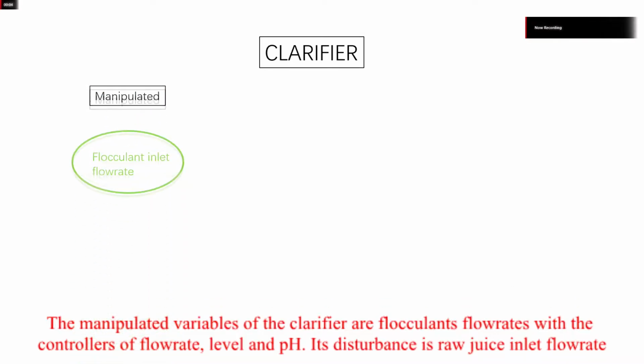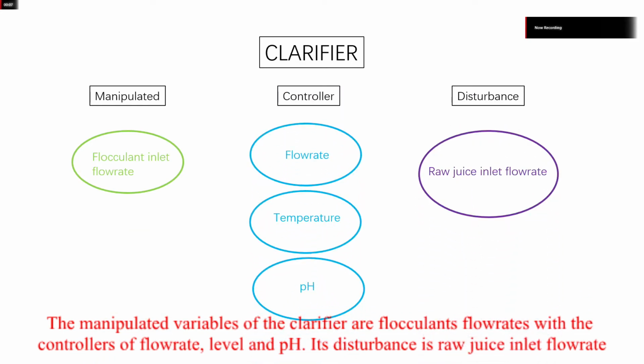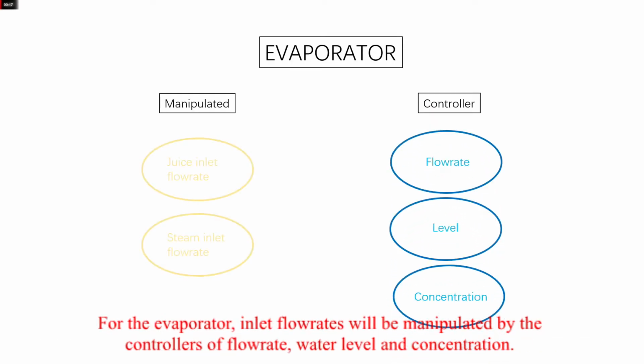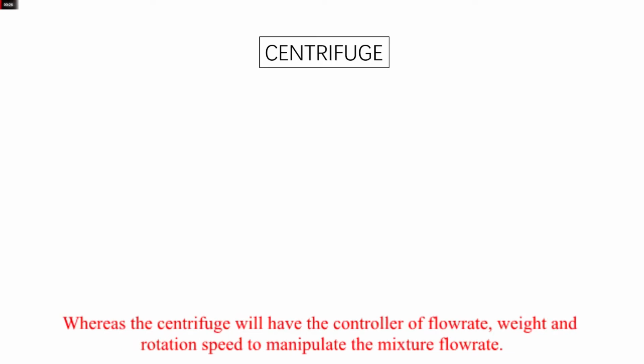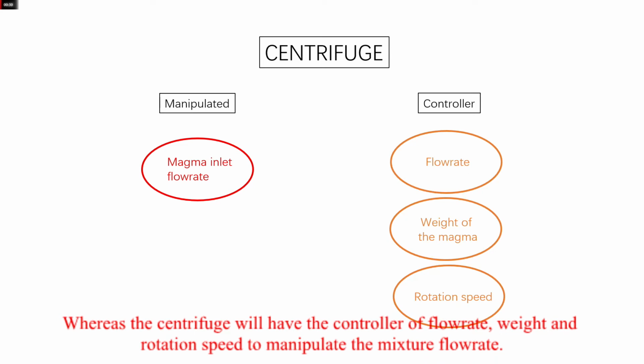The manipulated variable of the clarifier is the flow rate, with the controller of flow rate, level, and pH. Its disturbance is the raw juice inlet flow rate. For the evaporator, the inlet flow rate will be manipulated by the controller of flow rate, water level, and concentration, whereas the centrifuge will have the controller of flow rate, weight, and rotation speed to manipulate the mixture flow rate.